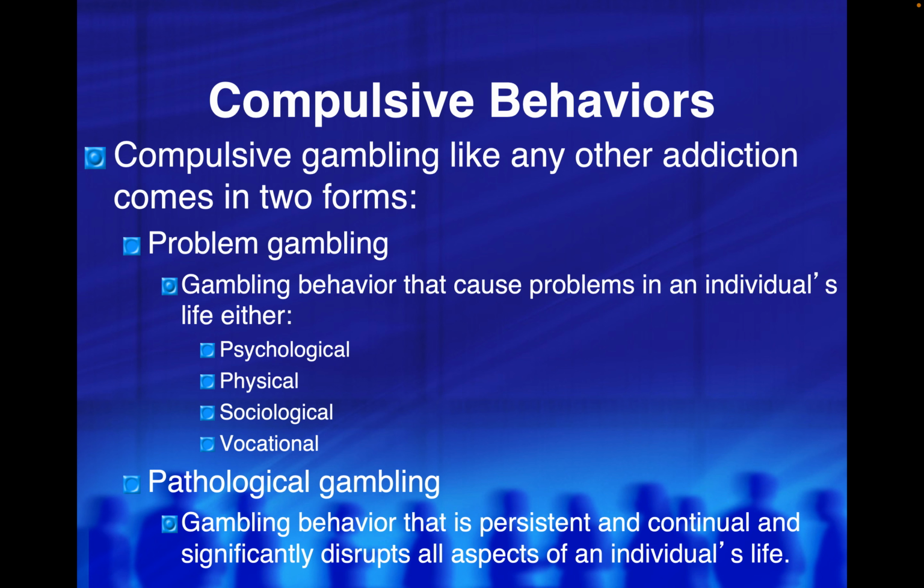Compulsive gambling, like any other addiction, comes in two forms: problem gambling and pathological gambling. Problem gambling is gambling behavior that causes problems in an individual's life, either psychologically, physically, sociologically, or vocationally. Pathological gambling is gambling behavior that is persistent and continual and significantly disrupts all aspects of an individual's life.